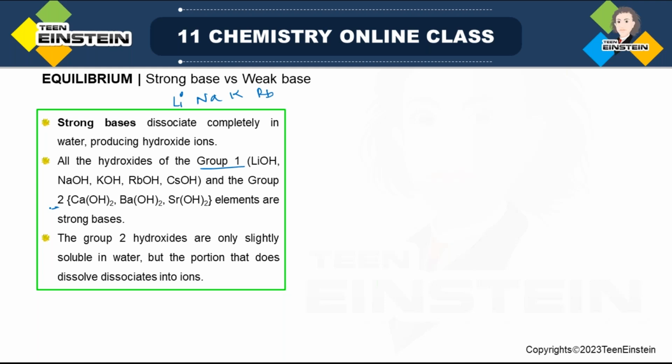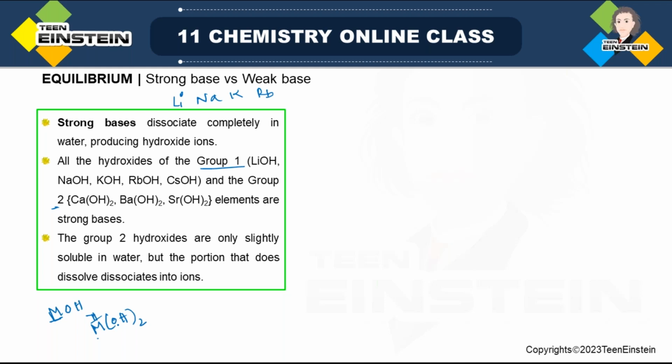So for group 1 elements, the formula is MOH, where M carries a +1 charge, because the maximum oxidation state for group 1 is +1. But when it is group 2, the general formula is M(OH)2, because now M is carrying 2 positive charge. That is why the formulas are different. But whatever it is, the hydroxides of both these groups, that is s-block group 1 and group 2, are actually strong bases because when you take them in water, there is complete dissociation.